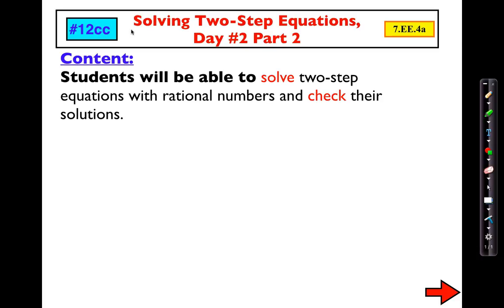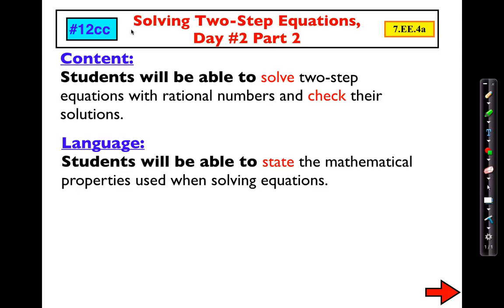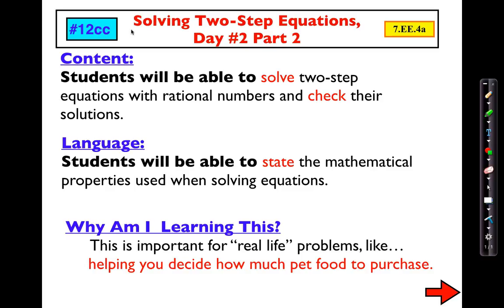Just a quick recap, rational numbers do include fractions and decimals. Language objective is students will be able to state the mathematical properties used when solving equations. And why am I learning this? Well, it's important for real-life problems like helping you decide how much pet food to purchase.